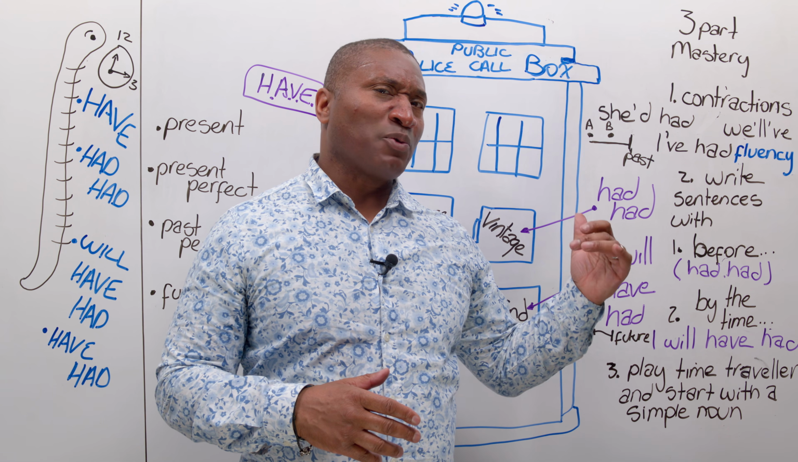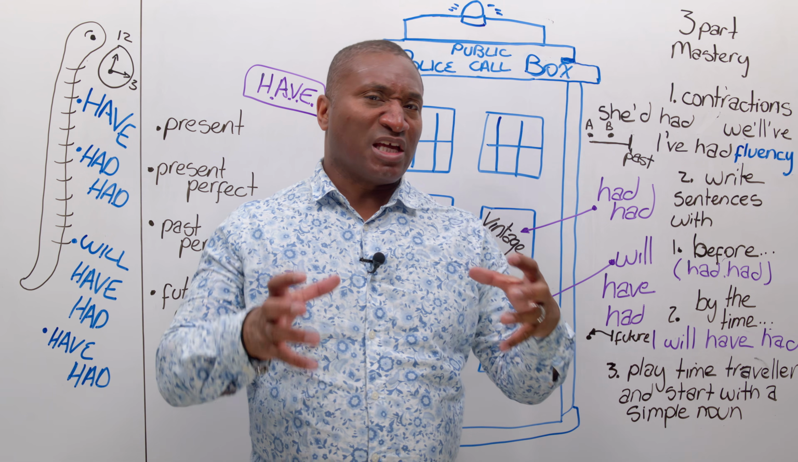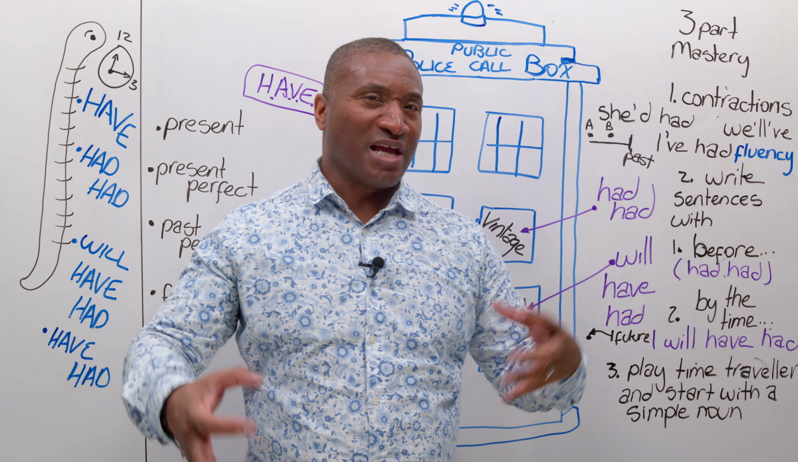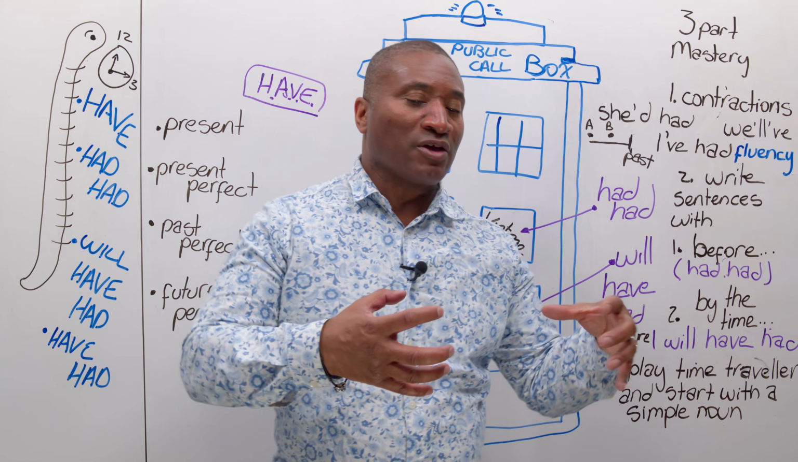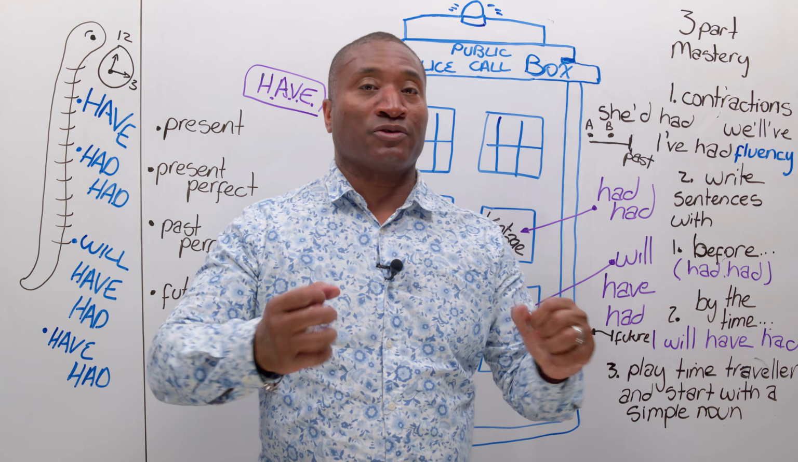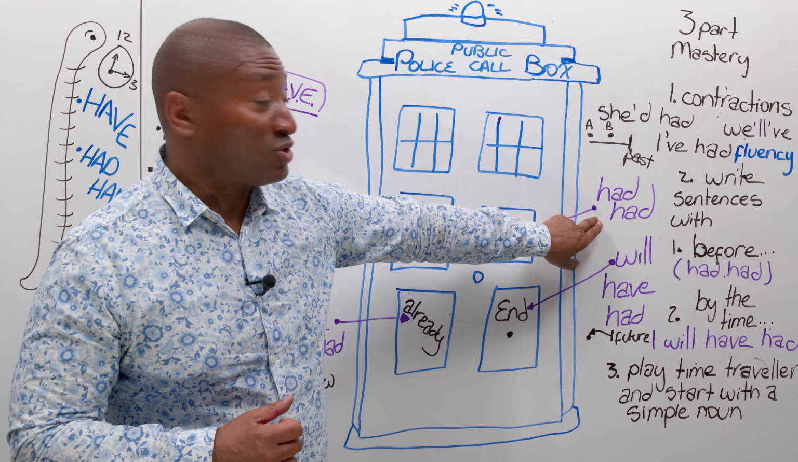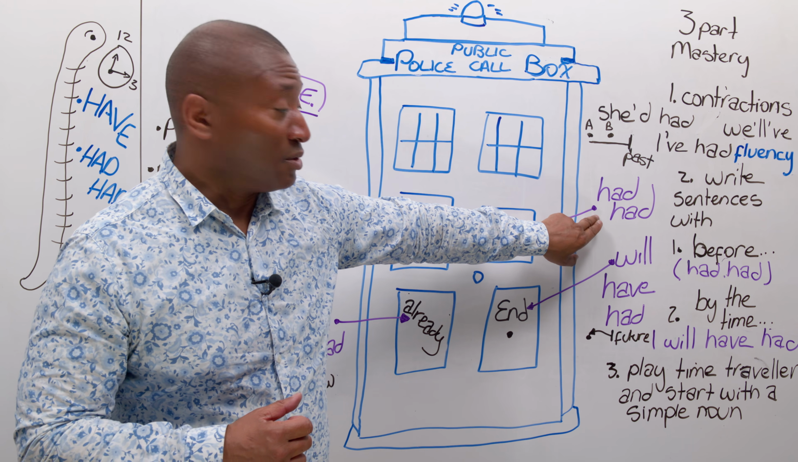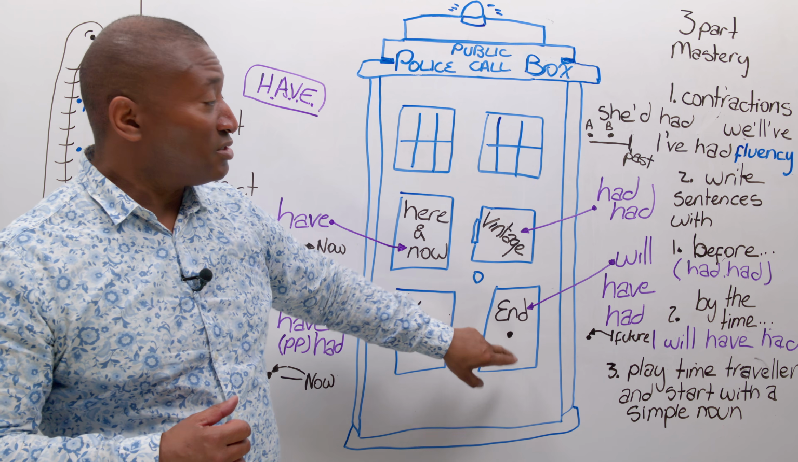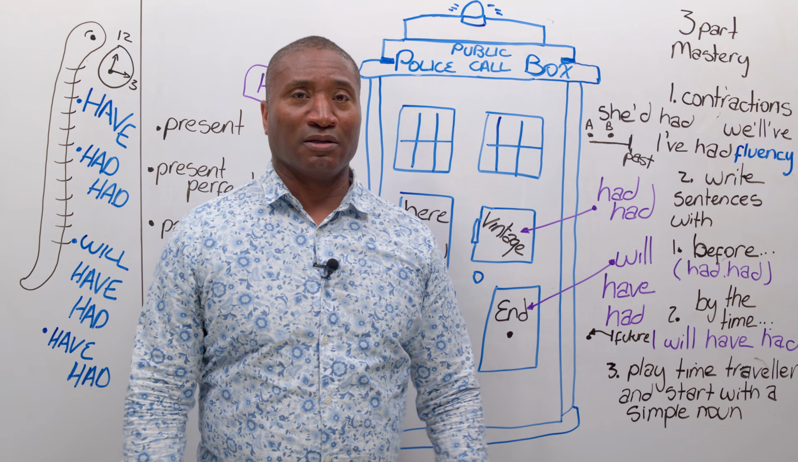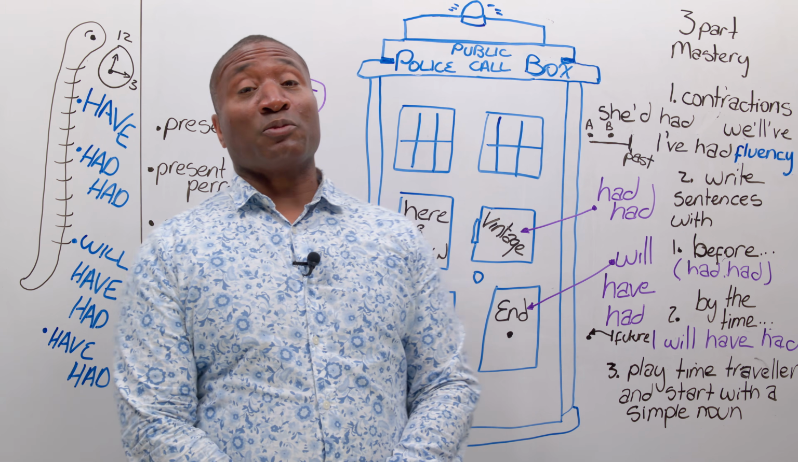I'm going to give you some examples for each one afterwards. I just want to get you to get the meat of it. Understand basically how we're traveling through time when we're using these words. All right? Next. So vintage means past. So we know this is the past. Okay? The next one we have is the end. Well, what's the end? The end is the future, my friend.